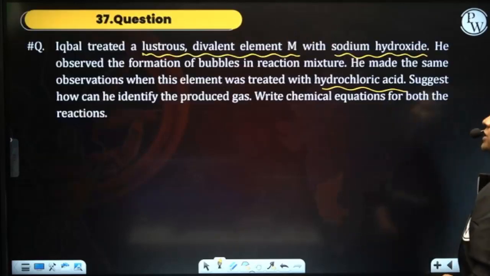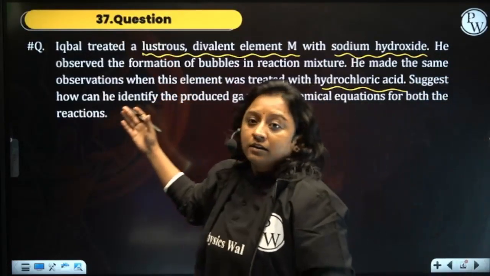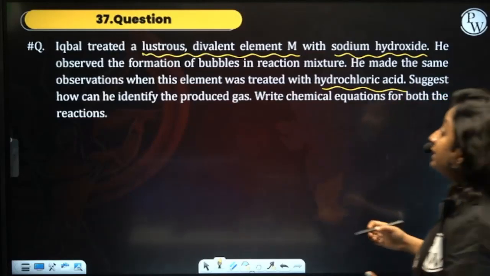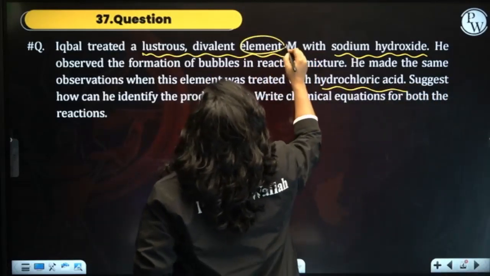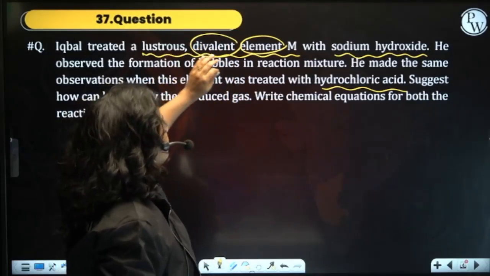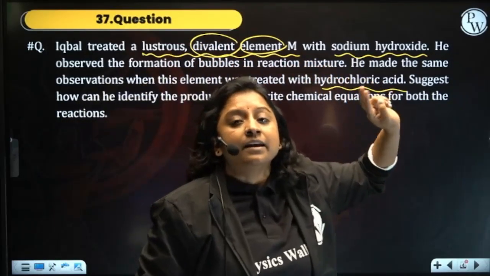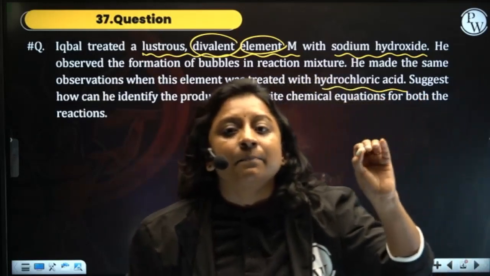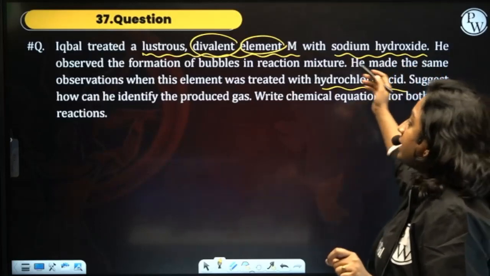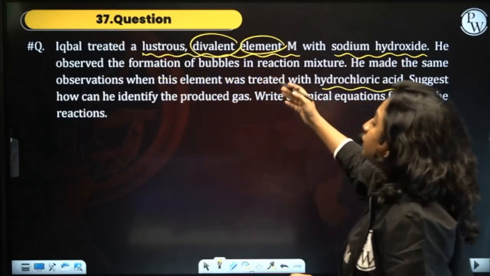The very first question begins like this. Iqbal treated a lustrous divalent metal M, divalent element M. What do you mean by divalent? The metal M has valency 2, combining capacity 2. With sodium hydroxide he treats that, he observes the formation of bubbles.